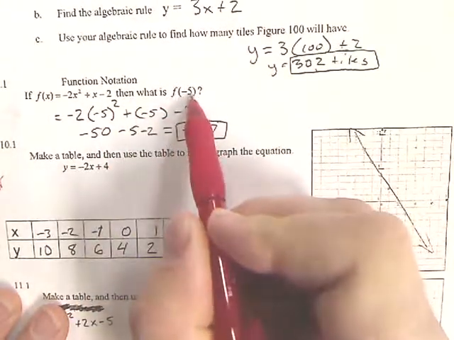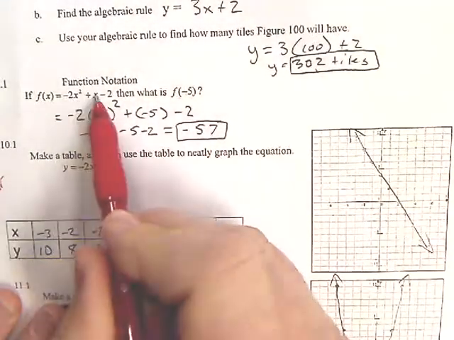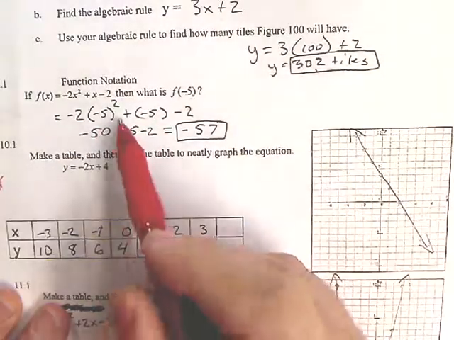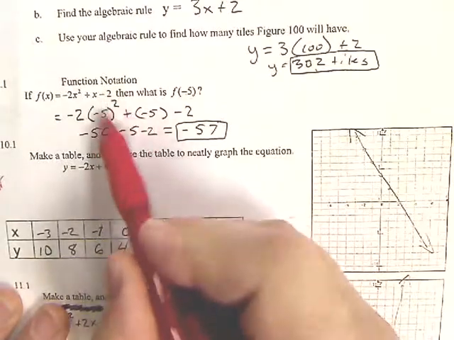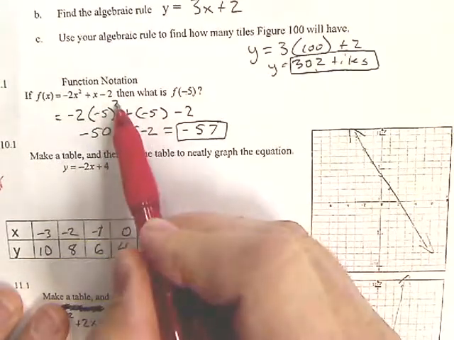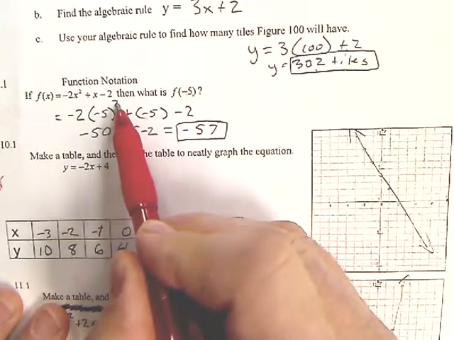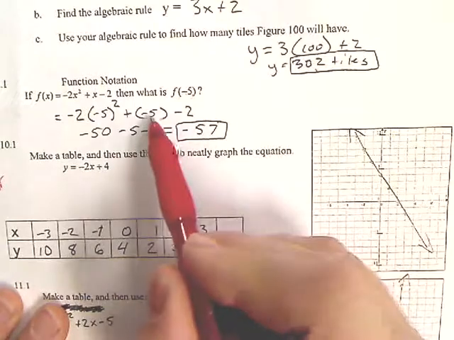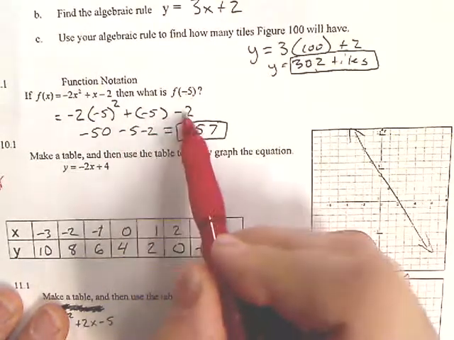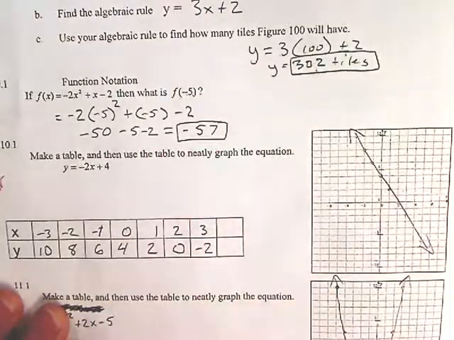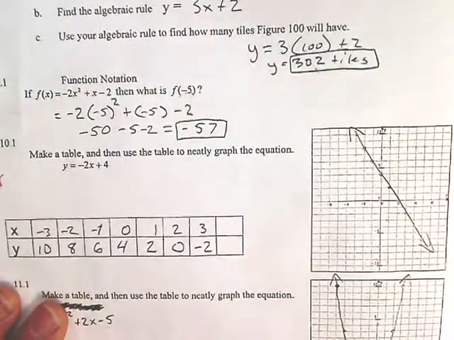F of negative 5 just means take the negative 5 and plug it in for those x's. Use the parentheses. It'll help you eliminate mistakes. I must go back to the order of operations, so I must do exponents first. So that's negative 5 squared, which is 25, times that negative 2 gives me negative 50. That would be the negative 5, and that would be the negative 2. Combine all those together, and you get negative 57.